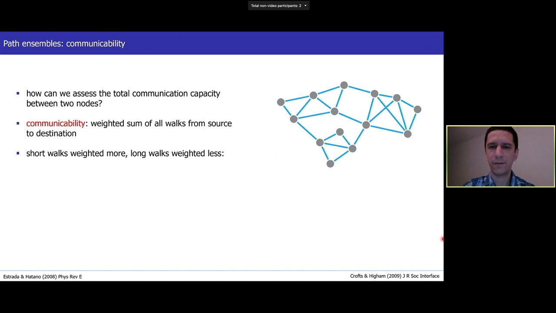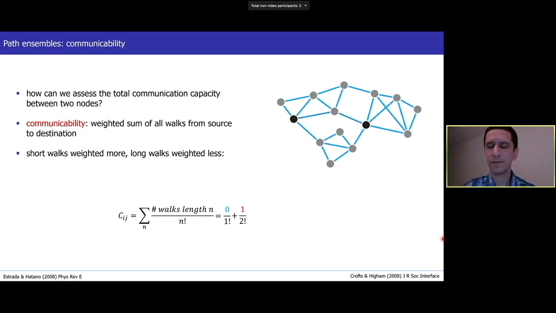So just to give you an idea of how this statistic works, we pick a source and a target, and the communicability between nodes I and J is defined as the sum of the ratio of the number of walks of length n divided by n factorial. So for instance, the number of walks of length 1 between these two nodes is 0. So we have 0 divided by 1 factorial. The number of walks of length 2 between these two nodes is 1. There's only one walk. In this case, this is the shortest path between them. So we have 1 divided by 2 factorial.